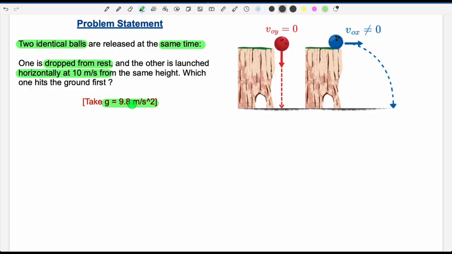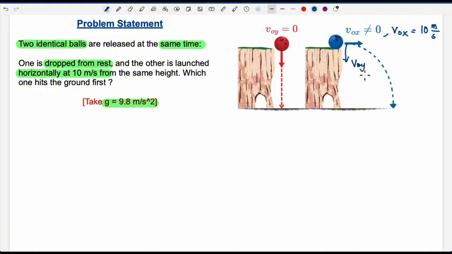Alright, so let's look at the diagram on the right hand side. On the right hand side, we do have a red ball, which is the ball that is dropped because we can see the initial vertical velocity is equal to 0. And then the blue ball, which is given an initial horizontal speed of 10 meters per second. So this v naught x is 10 meters per second. However, it wasn't given any initial vertical speed, v naught y.